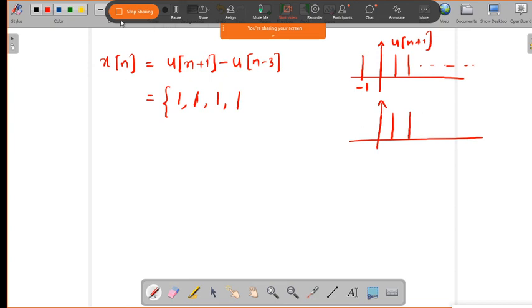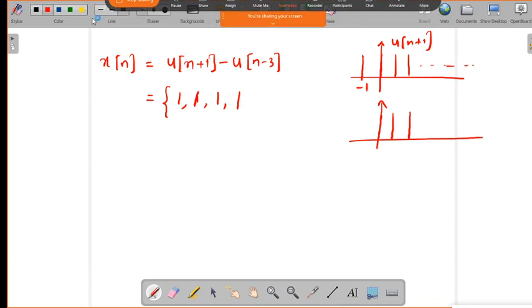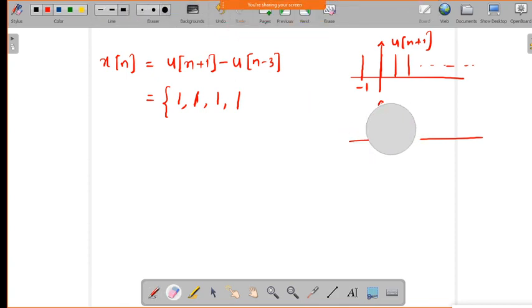So, it is starting from 3. Your u of n minus 3 means it will start from the value 3. If it is 0, 1, 2 and 3, it will start from 3. So, it is not having the values here. It is starting from 3.